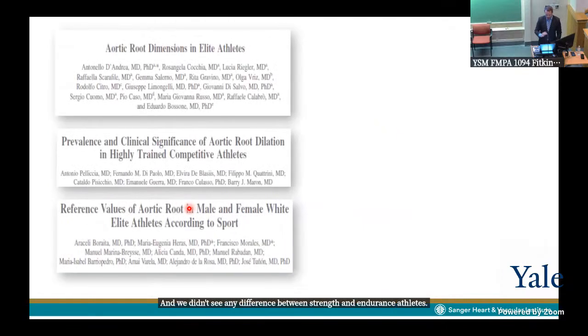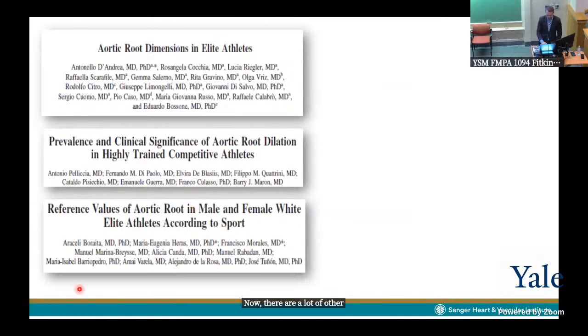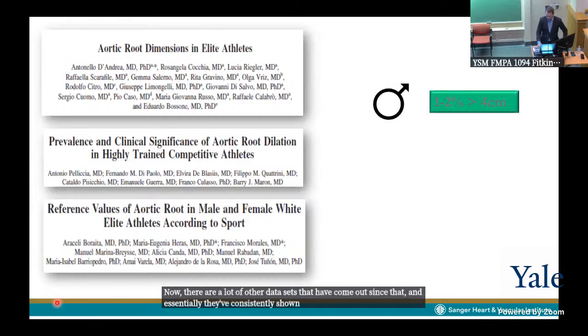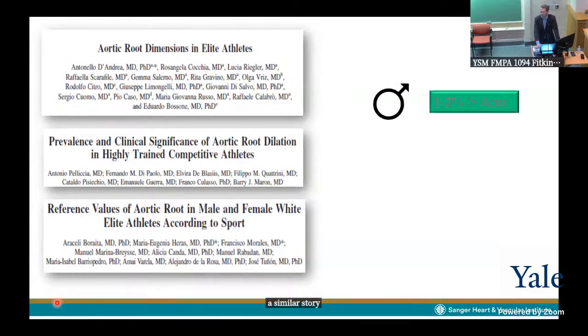Now, there are a lot of other data sets that have come out since that, and essentially they've consistently shown a similar story. In men, we'll see an aorta greater than 4 centimeters in about 1 to 2% of the population. In women, about 1 to 1.5% will have an aorta of greater than 4.3. There are some other things that we have to factor into this.